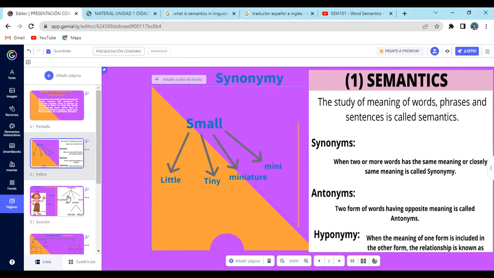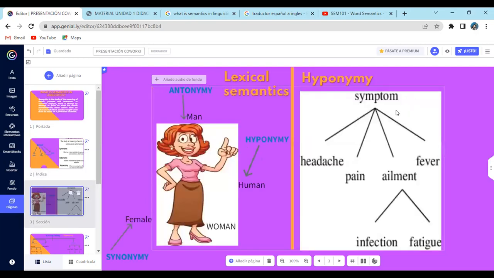Okay, here we have hyponymy. In hyponymy, we describe the word. And what is the word? The word is symptom. And this is a diagram. We have headache, pain, ailment, fever, infection, and fatigue. As you can see here, those words are describing the word symptom.